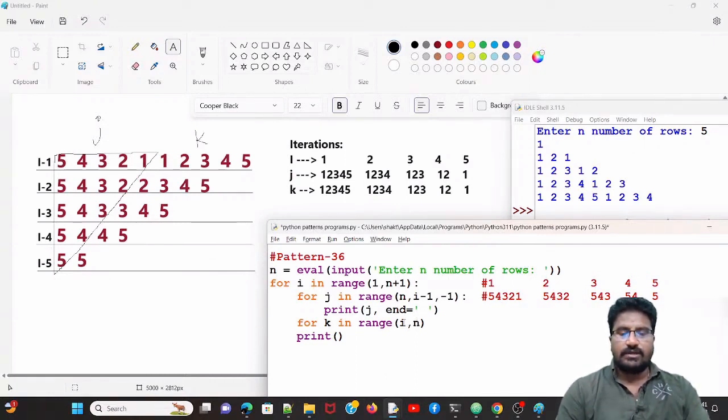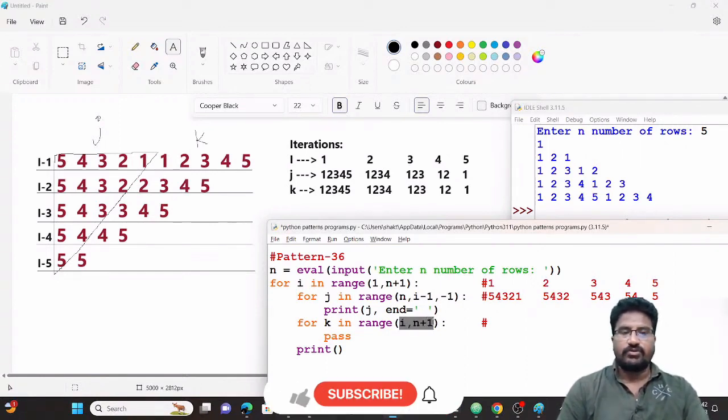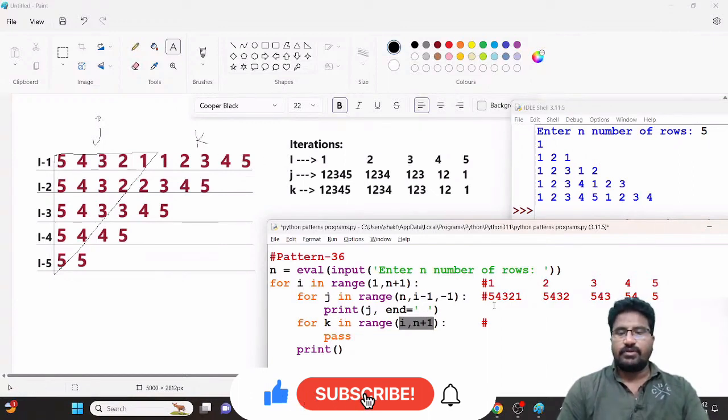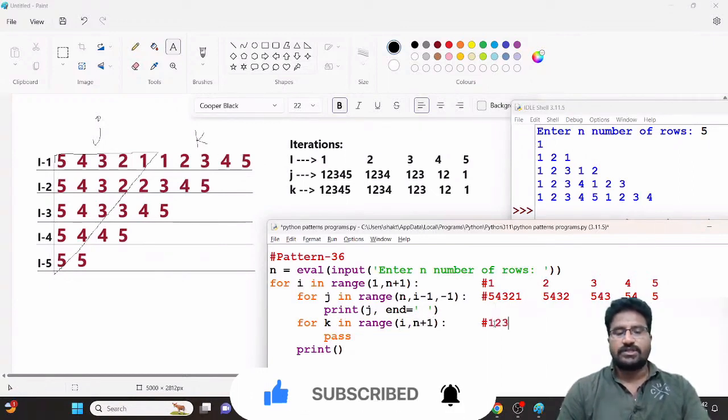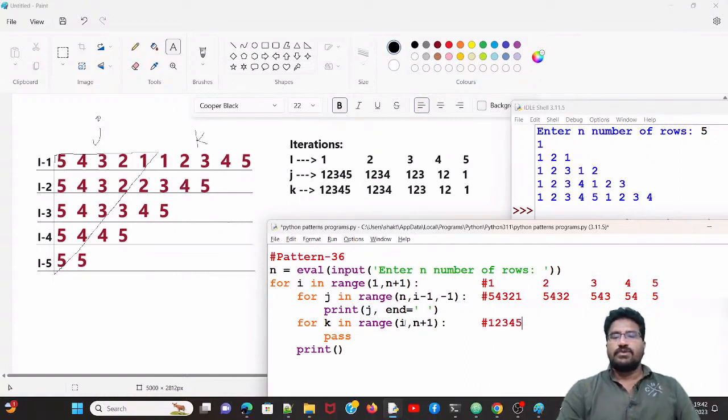if you take n plus 1, let us try now first. So what is the I value now? All of you observe. When I value is 1, starting is 1 and n plus 1, n means what? 5. 5 plus 1 is 6. 6 before 5, so 1 to 5 will come. 1, 2, 3, 4, 5. So first 1 is displayed, 2, 3, 4, 5 displayed. All of you, alright, okay.